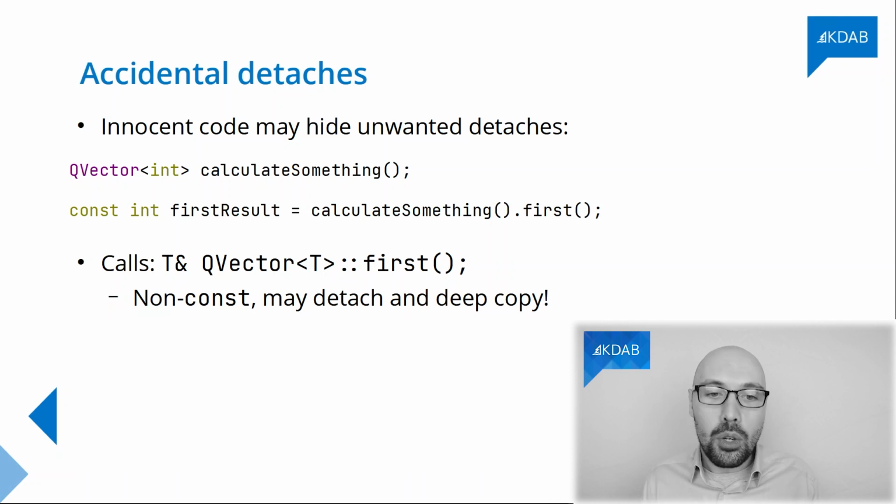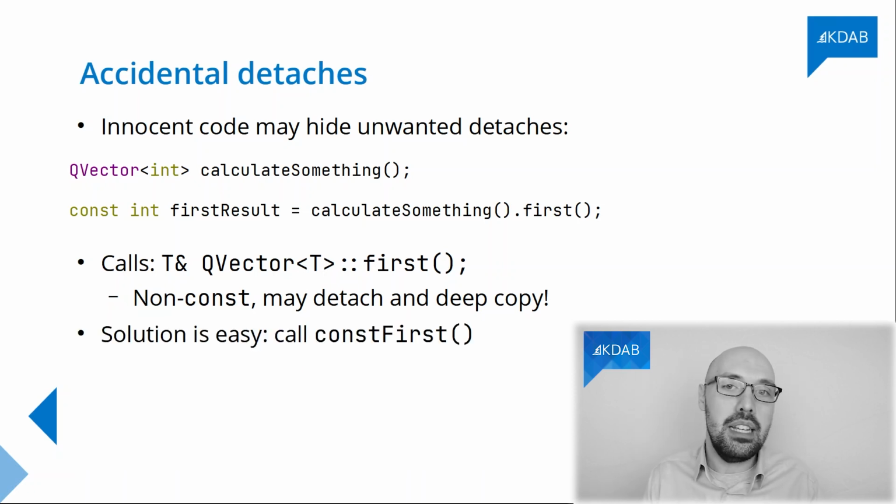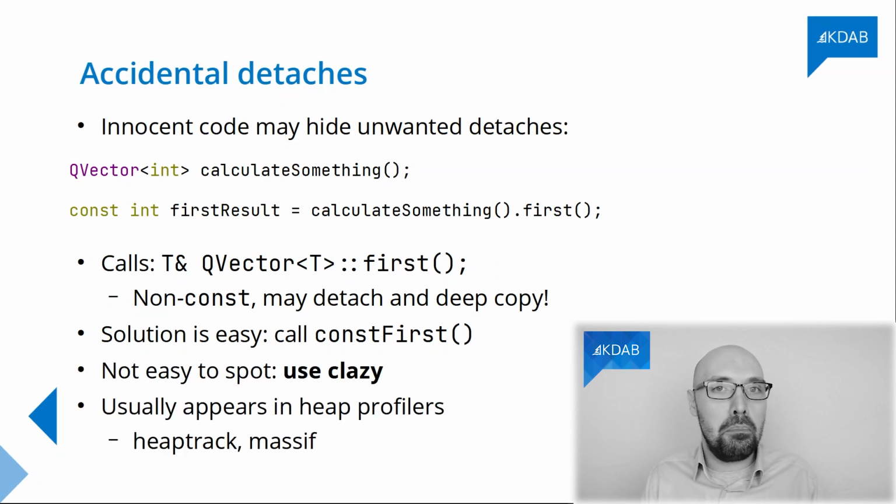So if by any chance your container was shared, what this code is going to do in one line is deep copy the vector, so allocate a new vector, get the first element, and destroy this temporarily allocated vector. All in one go, only one line. That sounds terrible. Well, it sounds terrible to me. And in fact, there is an easy solution, which is simply calling constFirst instead of first. But how in the world are you going to spot this? This is very hard to do. And in fact, that's when you want to use a little bit of help.